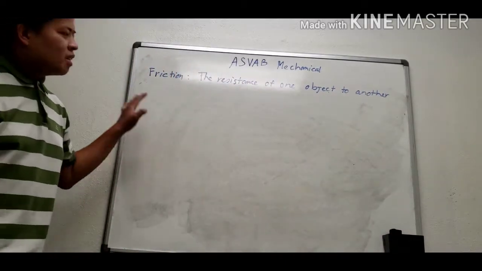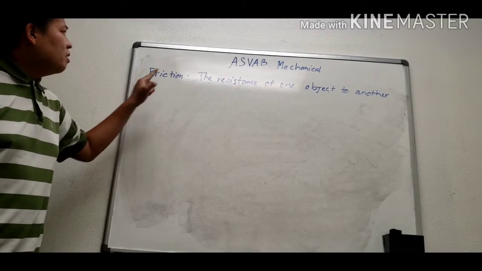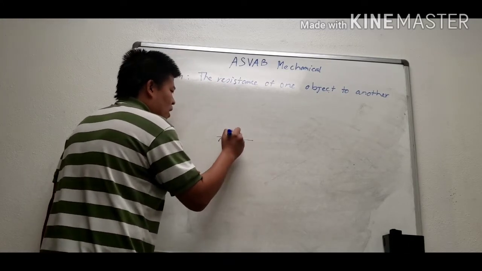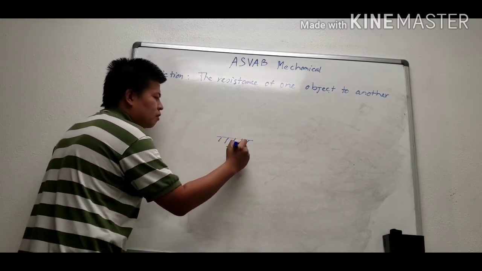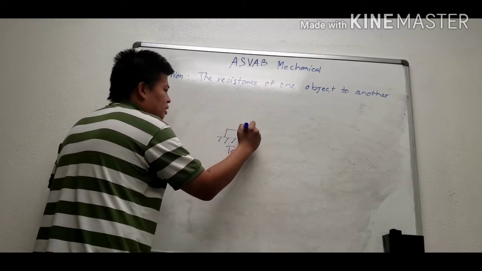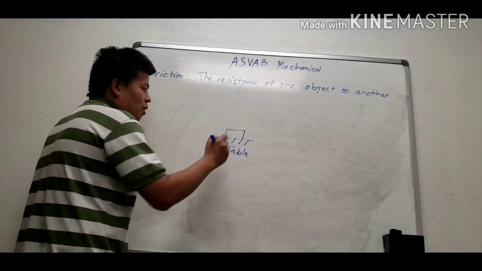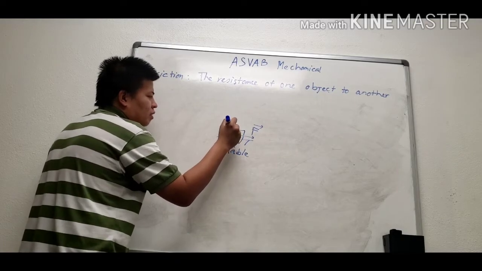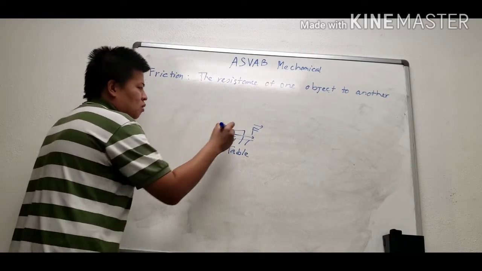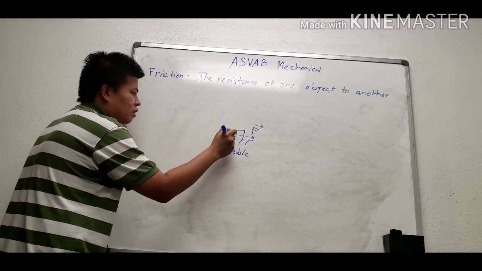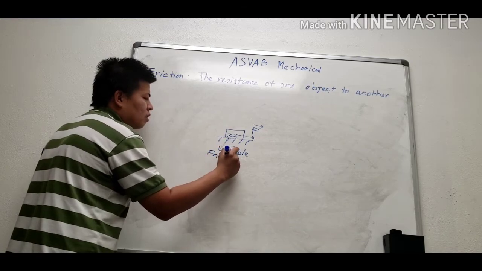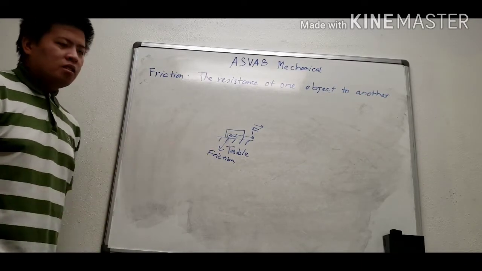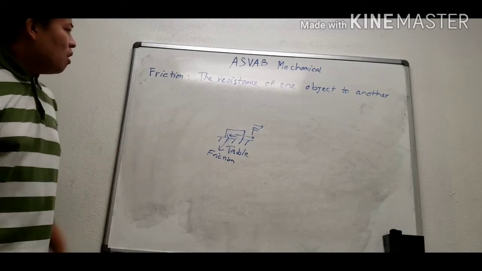Let's see the basic information about the definition of friction. Friction is the resistance of one object to another. For example, we have the table here, and we have the object here. When we move the object to the right, we will have friction here, on the opposite side of the force. We call this friction, because friction wants to reduce the speed and the force of the object.